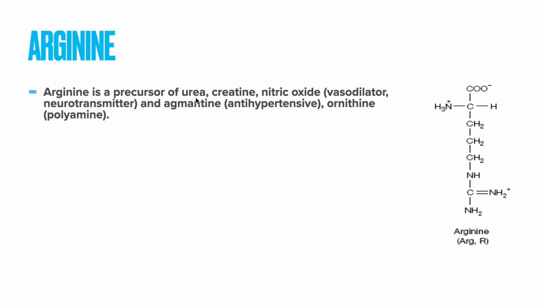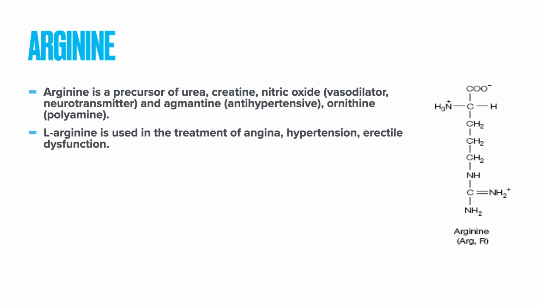Arginine is a precursor for urea, creatinine, and nitric oxide, which is a vasodilator and a neurotransmitter. It is also a part of agmatine, which is an anti-hypertensive, and ornithine, which is a precursor of polyamines, which are part of our DNA. Polyamines are rich in histone formation. L-arginine is used in the treatment of angina, hypertension, erectile dysfunction, because arginine is converted to nitric oxide, which has that vasodilatory function.